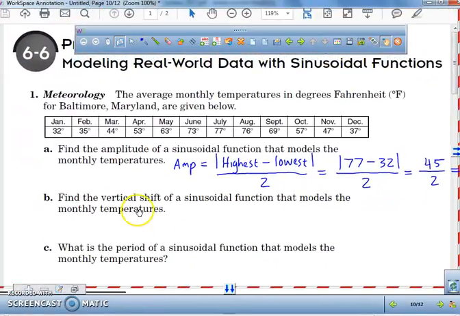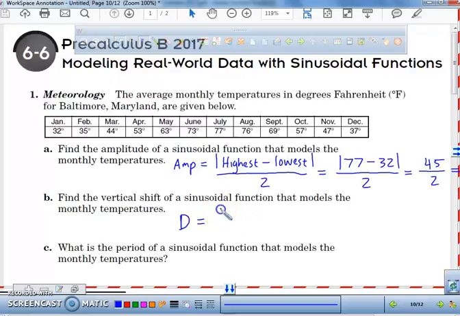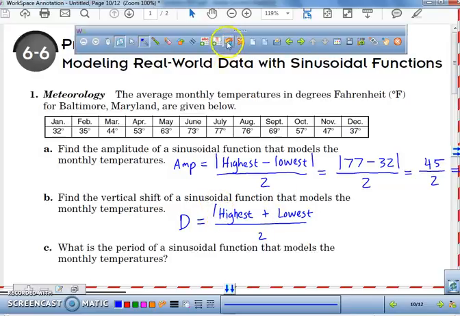It says find the vertical shift. All right, vertical shift. This is your D value. Okay, for D, D will always equal the highest, and you don't have to worry about absolute value, the highest plus the lowest, divided by 2. Put this in parentheses. All right, the highest plus the lowest divided by 2.